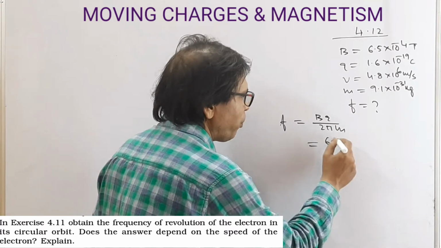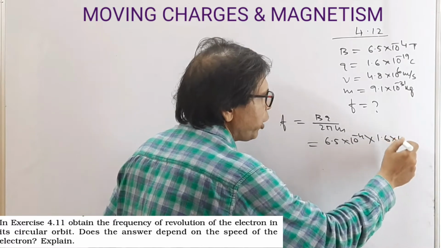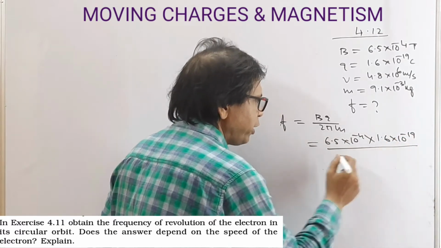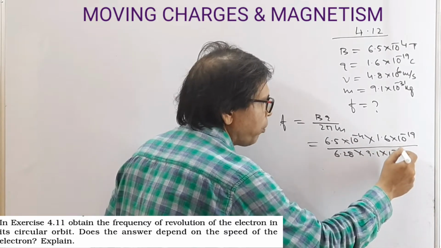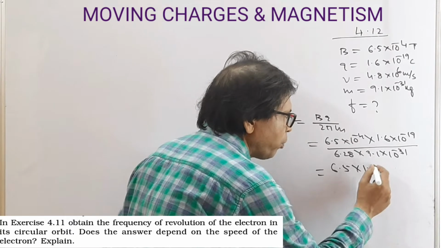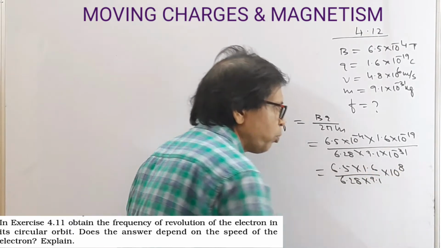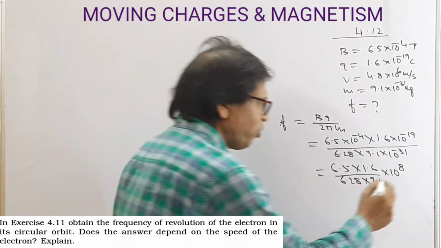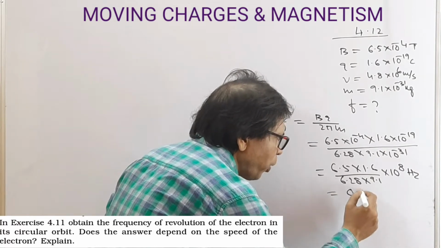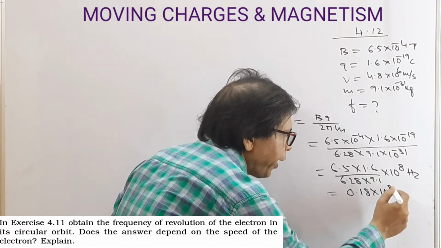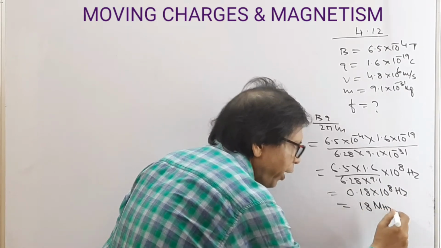Okay. Now what is B? B is 6.5 × 10^-4, q is 1.6 × 10^-19, and this is 6.28, and this is 9.1 × 10^-31. Now this is 6.5 × 1.6 divided by 6.28 × 9.1 to the power 8. Understood? And the unit is hertz. So this is 0.18 × 10^8 hertz, that is 18 megahertz. Okay.